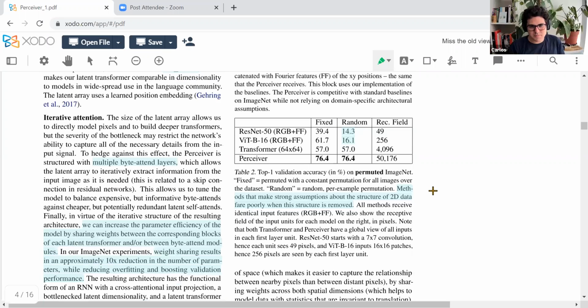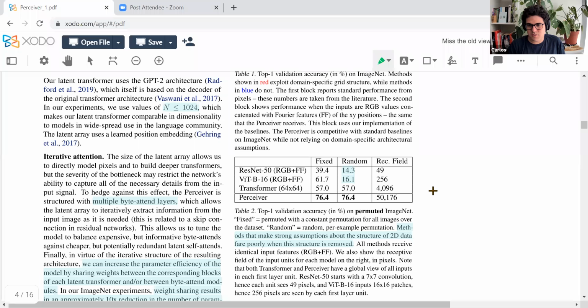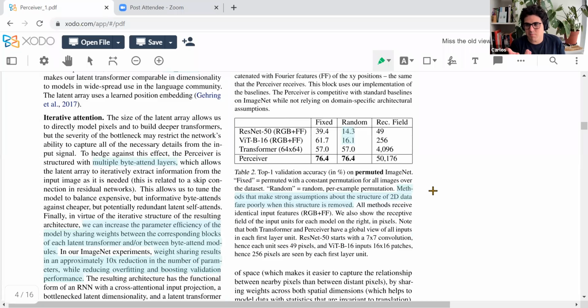To me, this is a very crazy result because they do a random permutation of pixels, which means that the image can look like whatever. It can be like a blur, and the perceiver would still have the same accuracy. So it doesn't care about the order of the pixels. It just cares that the pixels are there.